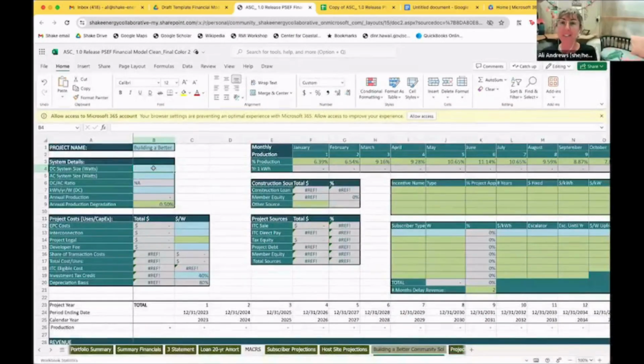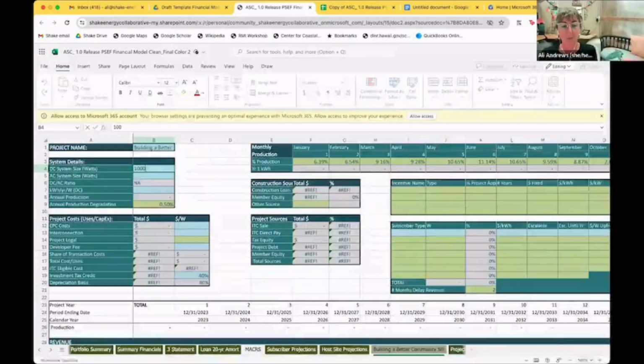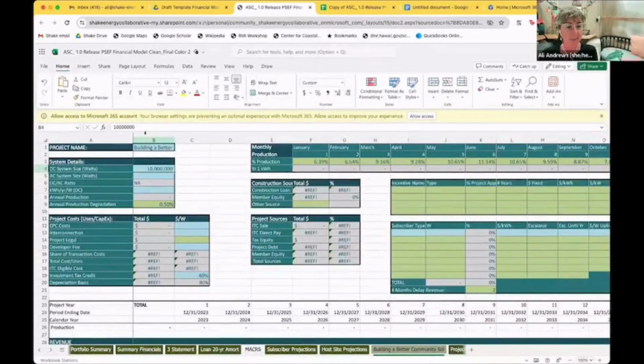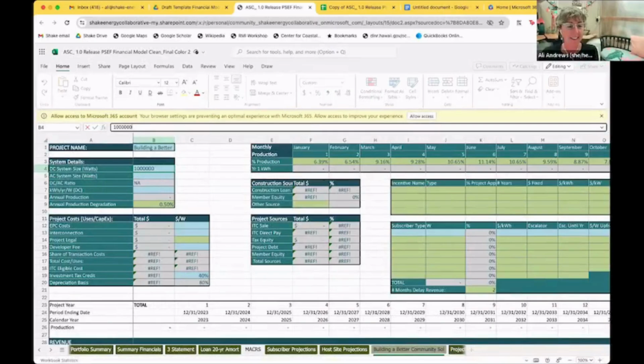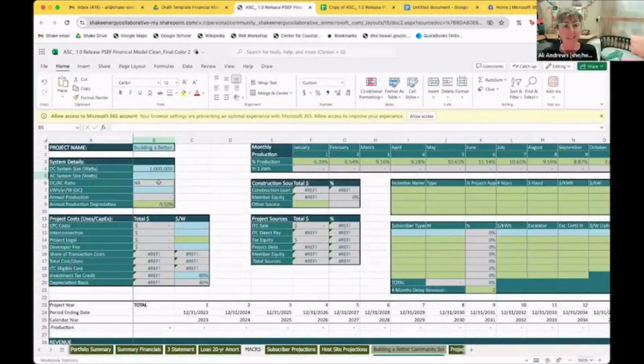Okay, so 5 acres, and if we assume one kind of safe estimate is 1 megawatt or 5 acres per megawatt. So that maybe means that we could fit a 1 megawatt project on 5 acres. So that would be 1 million. Did I get the right number of zeros? No, I got the wrong number of zeros. There we go. We've got a DC system size.